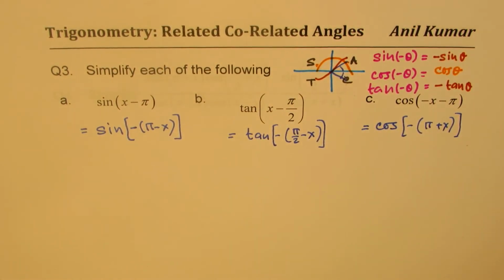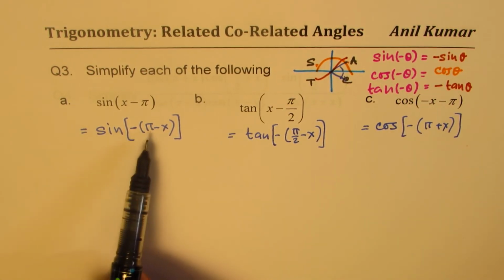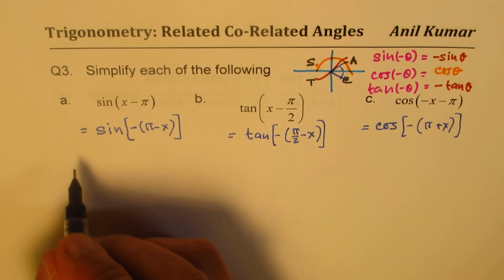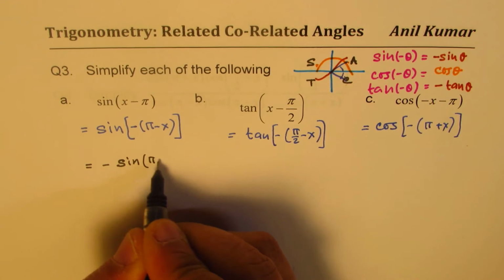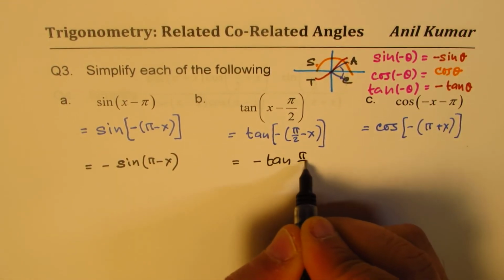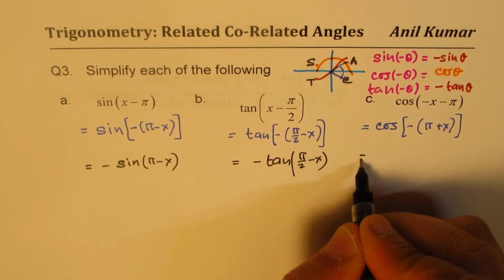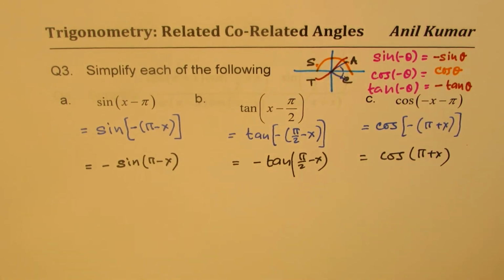So we wrote it in the standard form like we are used to, right? Now, the second step will be to apply this identity, right? Cos of minus theta is minus cos theta. So I should be writing this as minus of sine pi minus x. This one will be minus of tan pi by 2 minus x. And this will be positive cos pi plus x. Is that clear to you? So these are your first two steps for such trigonometric functions.